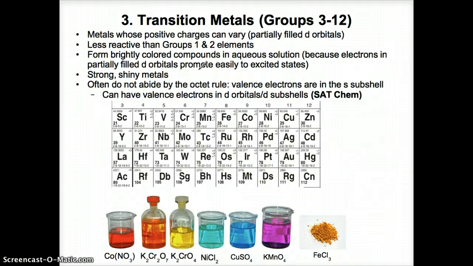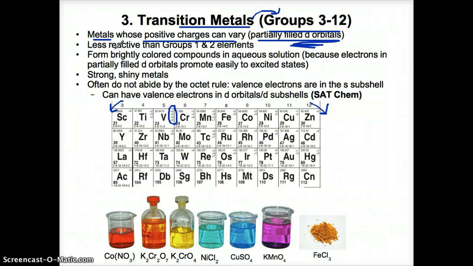All right. Next, let's discuss transition metals, which are in groups 3 to 12 here, as you can see here. Or the D block, in other words. Now, transition metals are metals whose positive charges can vary. The reason for this is because they have partially filled d orbitals, so they can lose a specific number of electrons to form multiple charges, like V with +2, +3, +4, and +5.